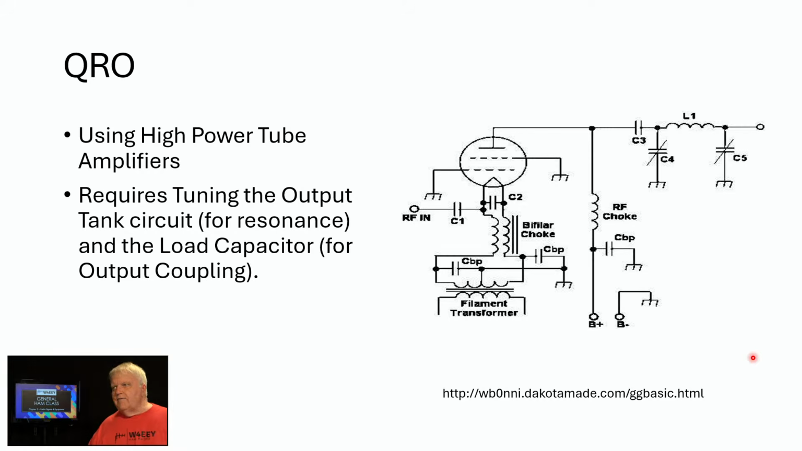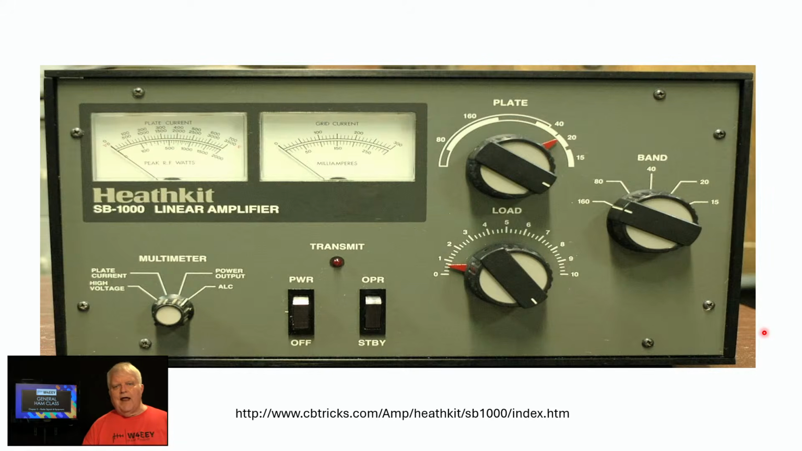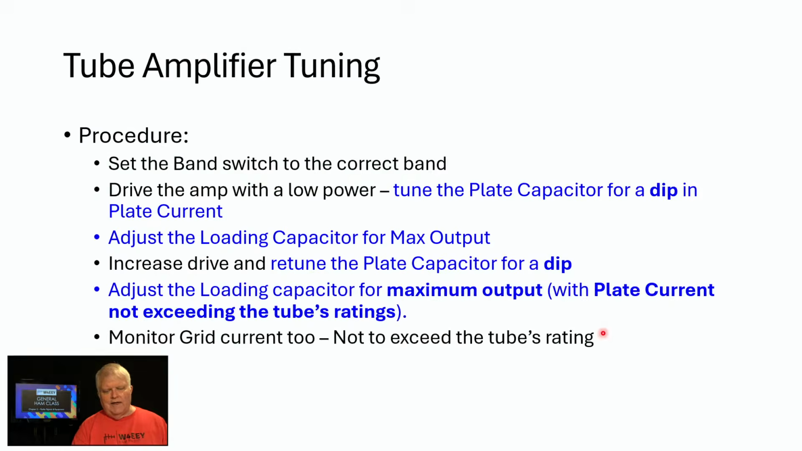The most cost-effective, the cheapest linear amplifiers are still tube type linear amplifiers. Such an amplifier requires tuning the output tank circuit and the load capacitor in order to operate properly. This was an amplifier that I built and owned for many, many years, the Heathkit SB1000. It's a single tube amplifier. It has a plate tuning capacitor here, a plate loading capacitor here, and a band selector switch. All of these have to be set up manually and adjusted.